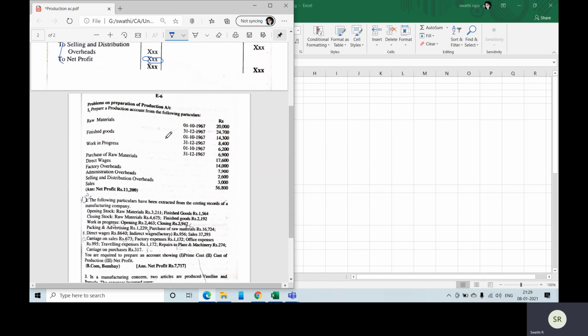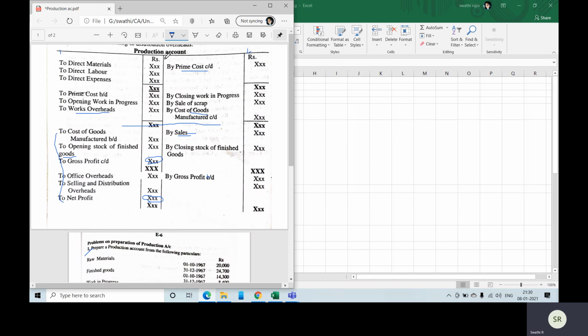And let us just quickly do one small problem, right? Prepare a production account from the following particulars. Out here we have raw materials opening and closing stock, finished goods opening and closing stock, work in progress opening and closing stock. Along with that, we have purchase of raw materials, direct wages, factory overheads, administration overheads, selling and distribution overheads, and sales given. It's a very direct question, and they have asked you to find out the net profit. That's it, all right? You can go through this, or you can just concentrate on this part, and I will just quickly.